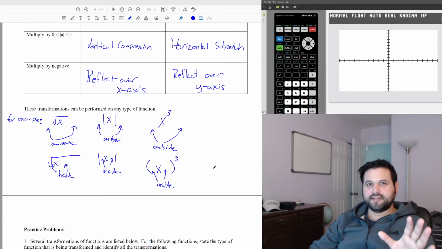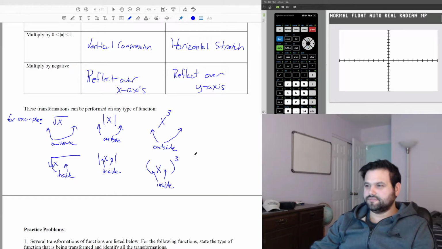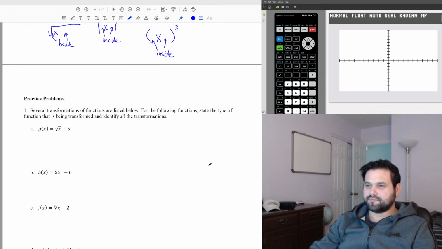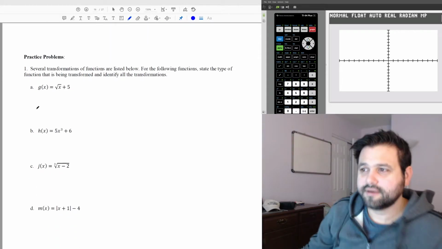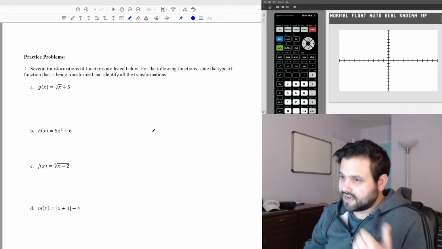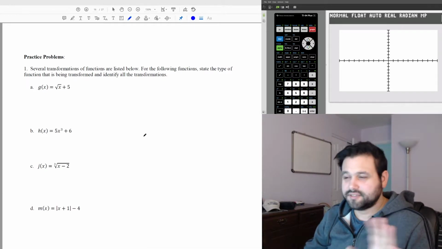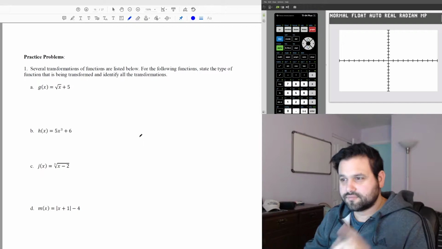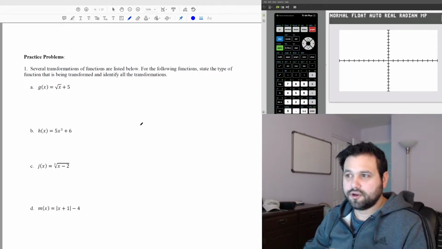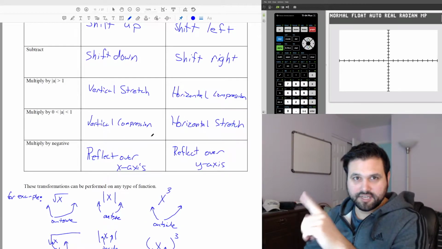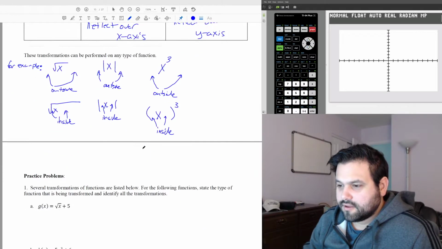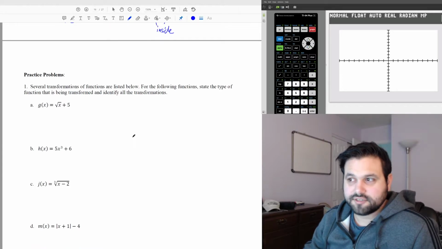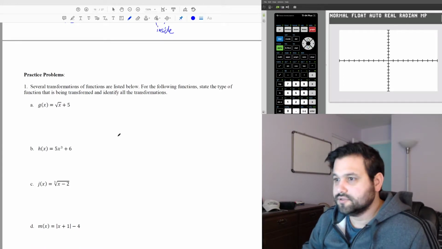So hopefully I didn't confuse you. Hopefully you guys understand what I'm talking about now when I say inside and outside the function. So let's take a look at some practice problems. I would ask you to go ahead and try to identify the transformations. If you can, try and remember back to what we were talking about before, try to write it out. Maybe go back, check this, okay, and write your answers here, and I will continue and do the same.